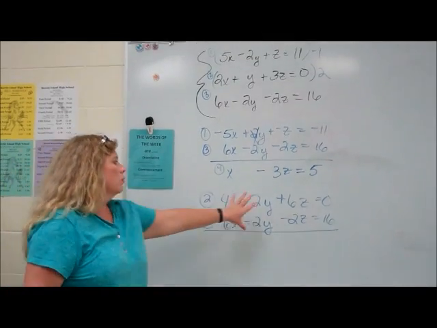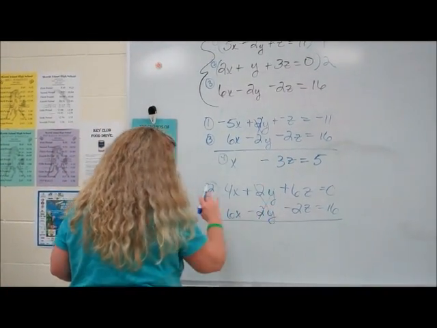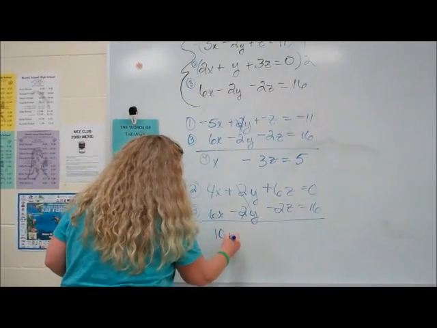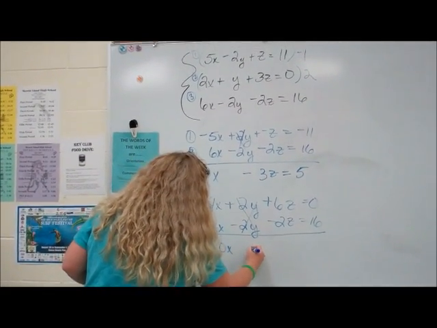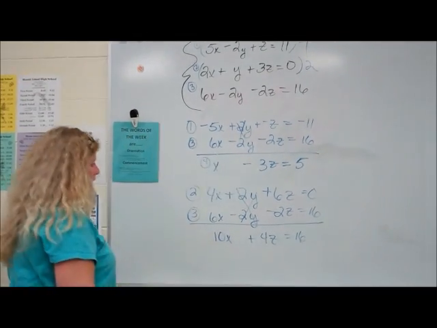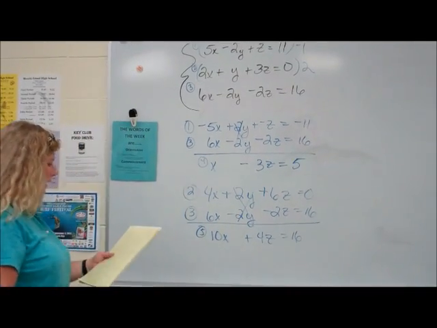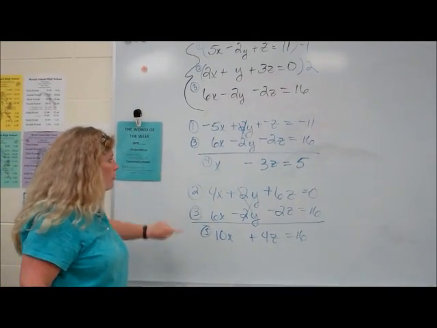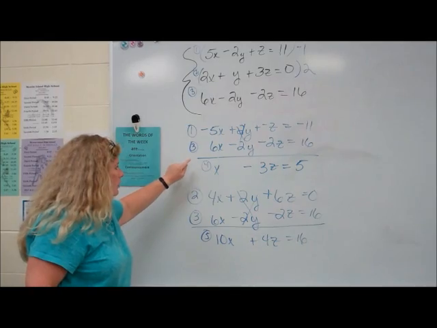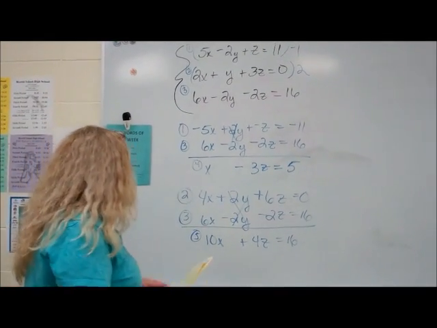And we're eliminating the y's. That's what we want to do again. Okay, so those will go away. We've got 10x plus 4z equals 16. Okay, we're going to call this one equation number 5. Now we're going to deal with equations 4 and 5. We have 2 equations, 2 variables. We can solve that system fairly quickly.